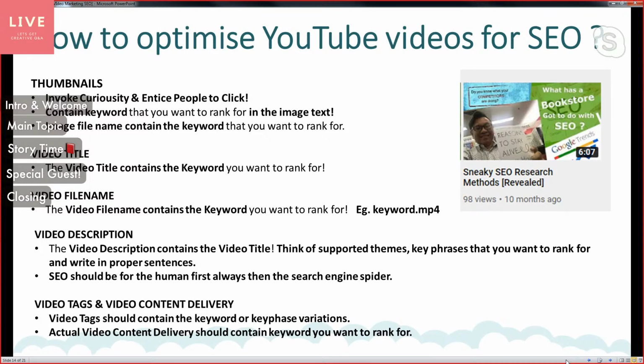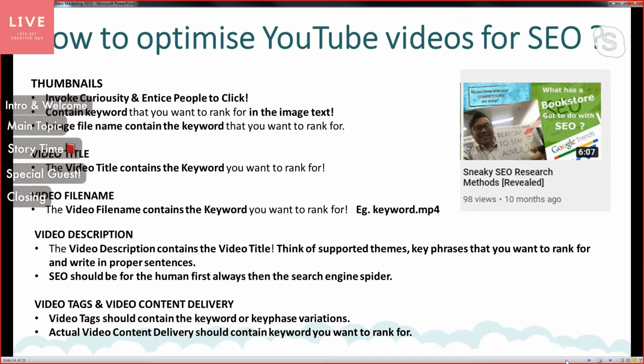And also you have to think of a basket of keywords or related key phrases that you want to rank for. So for example, you're talking about SEO. For this case, what has the bookstore got to do with SEO is particularly SEO research. So SEO research, SEO keyword research, things like that. Customer research, some related keywords that you need to put in, that you think that people will search for, so that your video will be served up for them.